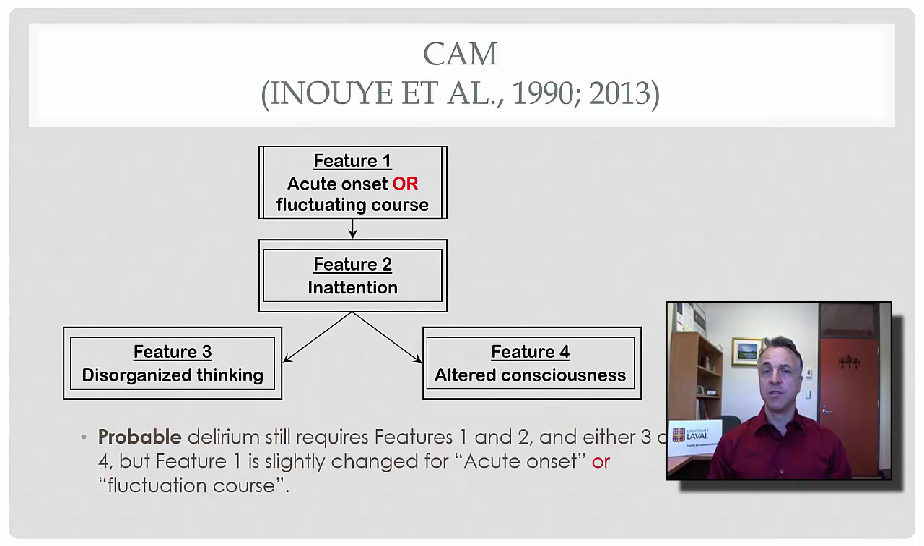There is also another definition of delirium, called probable delirium, also based on the CAM. We use the same features 1, 2, 3, and 4, but feature 1 has a tiny change that is clinically important, though. It's acute onset or fluctuating course, instead of acute onset and fluctuating course. So for a probable delirium, you have to meet feature 1 and 2 and either 3 or 4, but feature 1 is only acute onset or fluctuating course.